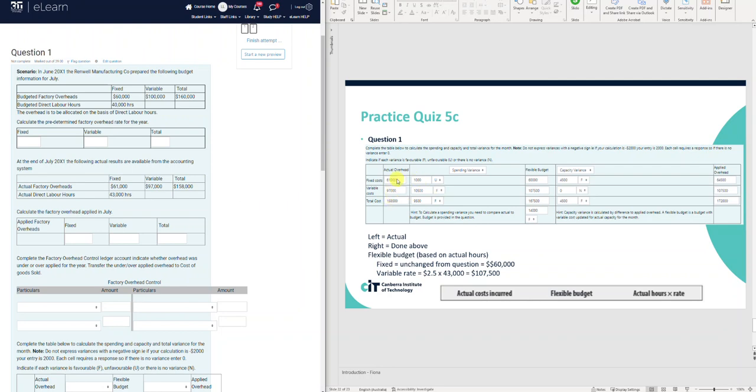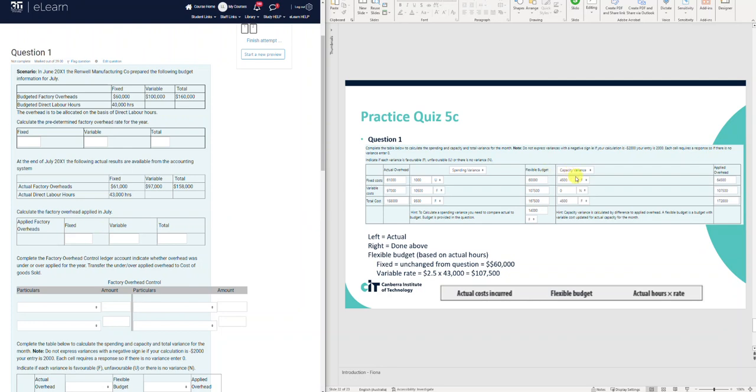Now then the flexible budget, right? Here you can calculate by fixed rate is not changed. Variable rate, we use the $2.5 calculated by 43,000, which is similar to what we have in the applied overhead. And then the applied overhead number is what you've calculated above in this section here.